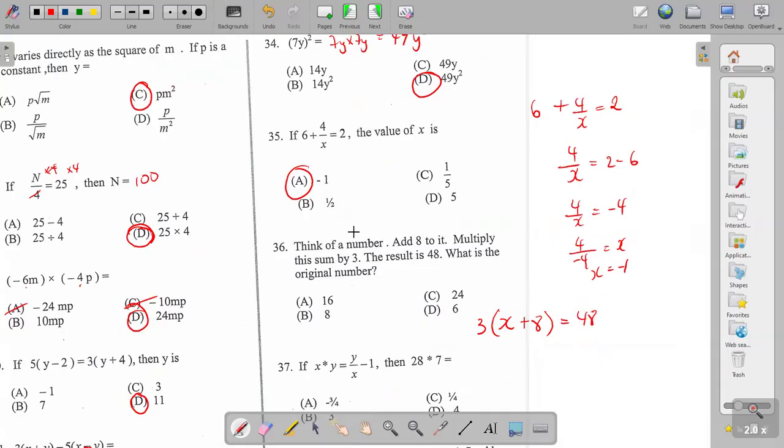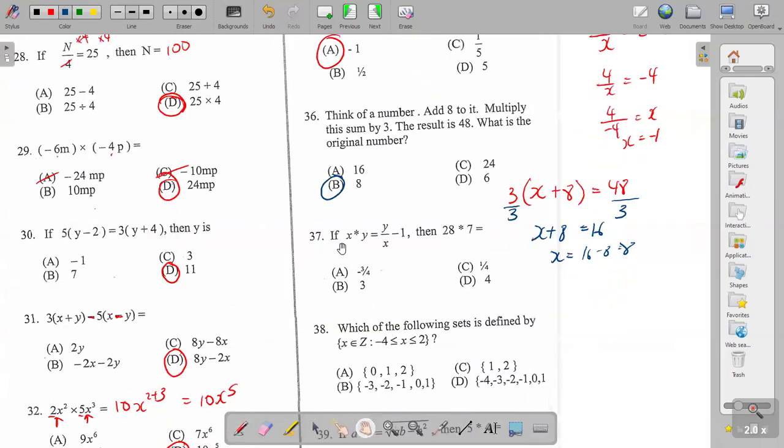So now we just solve. I'm going to show you the short way. Because this means 3 times the bracket, I could divide by 3 on both sides. So I'm going to end up with x plus 8 is equal to 48 divided by 3, which is what, 16? Yes, 16. And then I just carry this over. X is equal to 16 minus 8, which is equal to 8. So the answer is B.